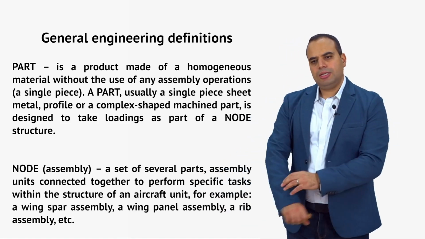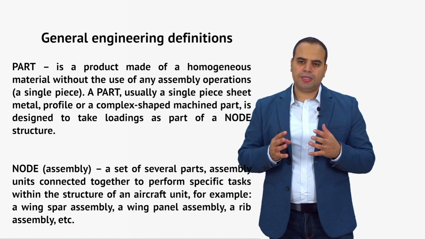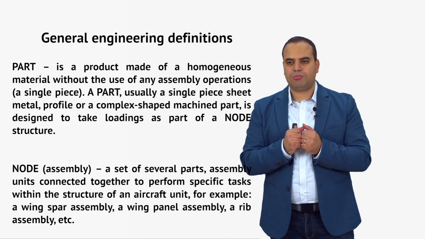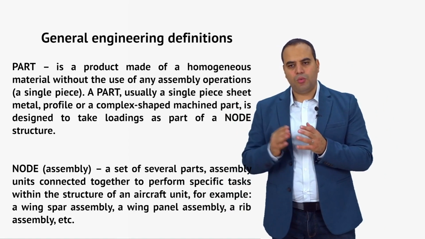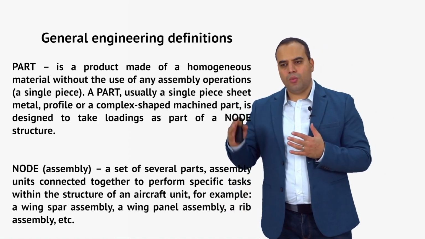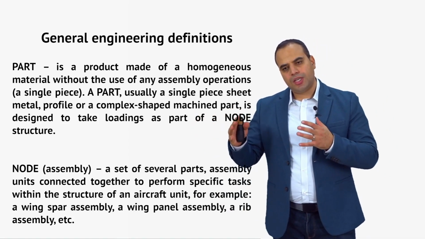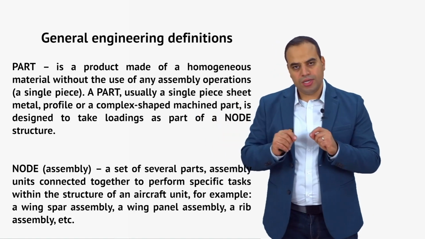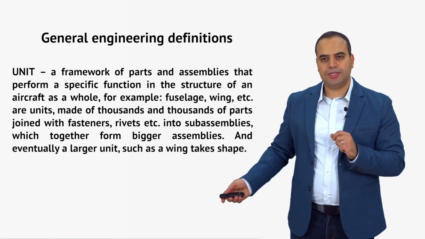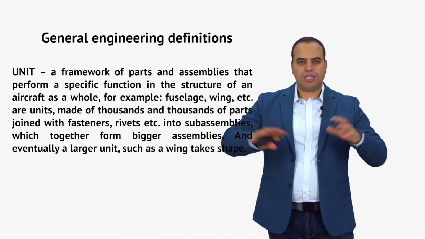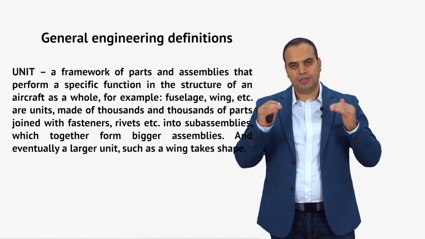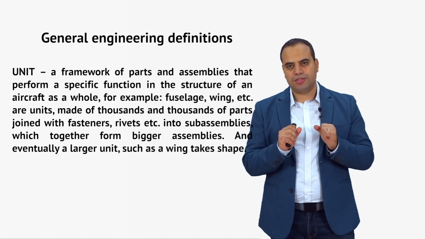And a node or assembly is a set of several parts, assembly units connected together to perform specific types of tasks within the structure of an aircraft unit. For example, a wing spar assembly or a wing panel assembly. So as you can see, the spar assembly or the panel assembly is a part of the wing, which is a unit. We're going to see the definition of a unit here, right? And a unit is a framework of parts and assemblies. So it is kind of the biggest assembly level inside of the aircraft's airframe.